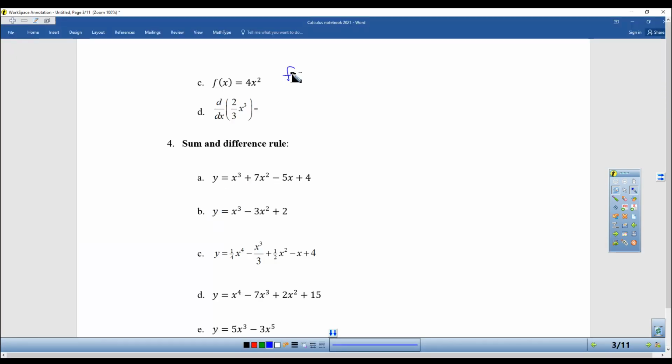Letter C, f prime of x is equal to 4 times 2 is 8, drop the power by 1, x to the first. This one is that slightly funkier notation, so we're going to jump straight to the answer. We don't have to write an f prime of x. The derivative of 2/3 x to the third is 2x squared. It just is.